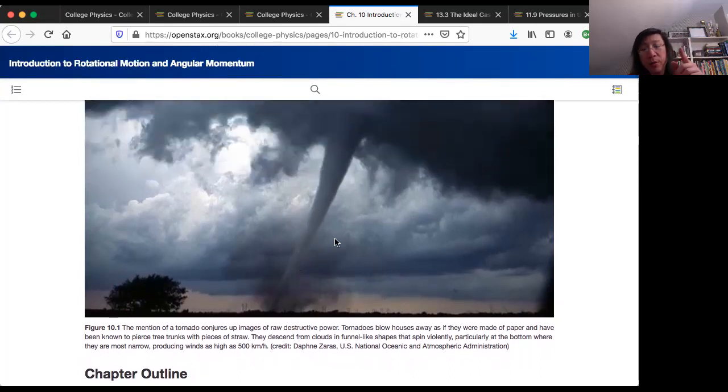It's also how hurricanes work, but in a different way. We'll talk more about that at some future time when we talk about heat and pressure.